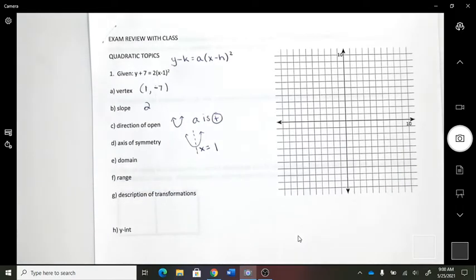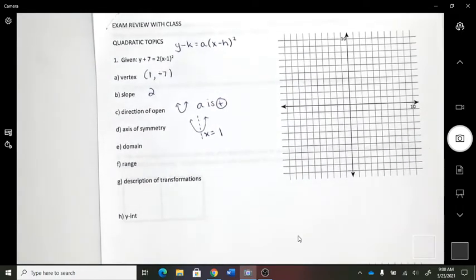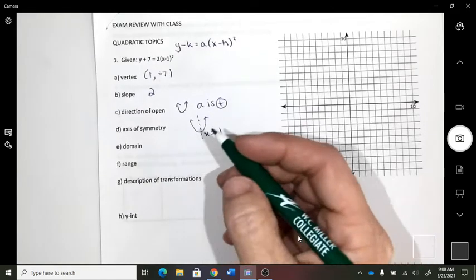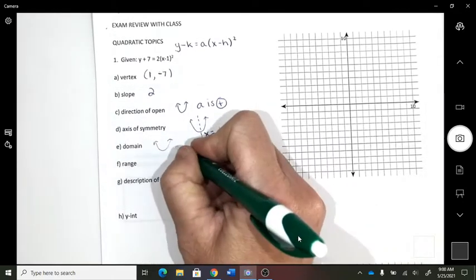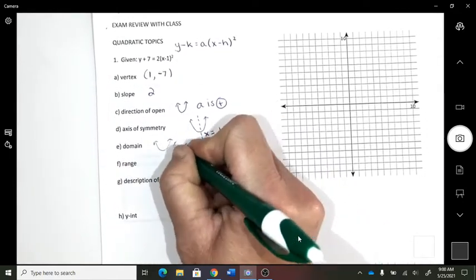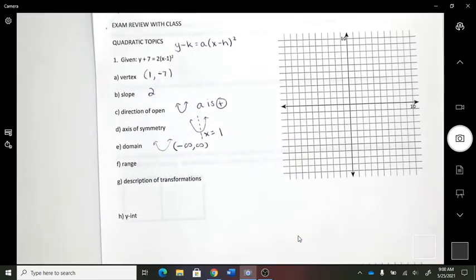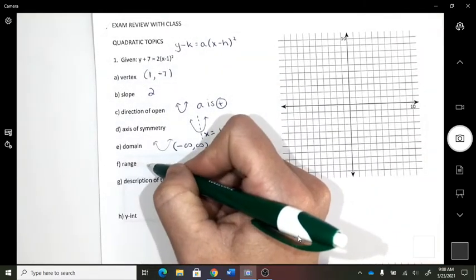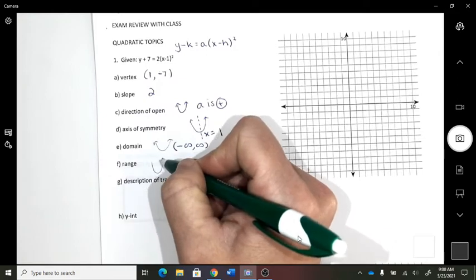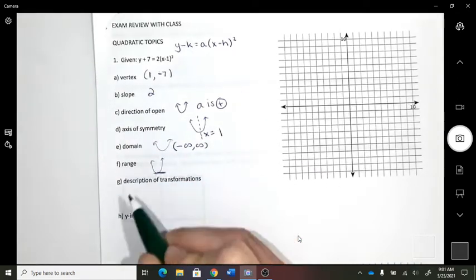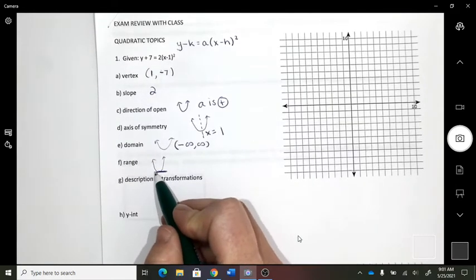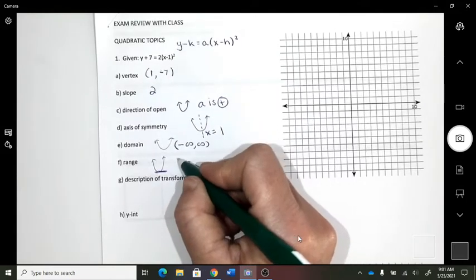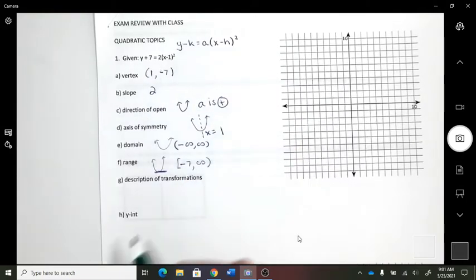Okay, domain. How far left and right does your graph go? So it's going left forever and right forever. So negative infinity to positive infinity. And the range is, what's the lowest value? What's the height there? The lowest is at a height of negative 7, to a height of infinity.